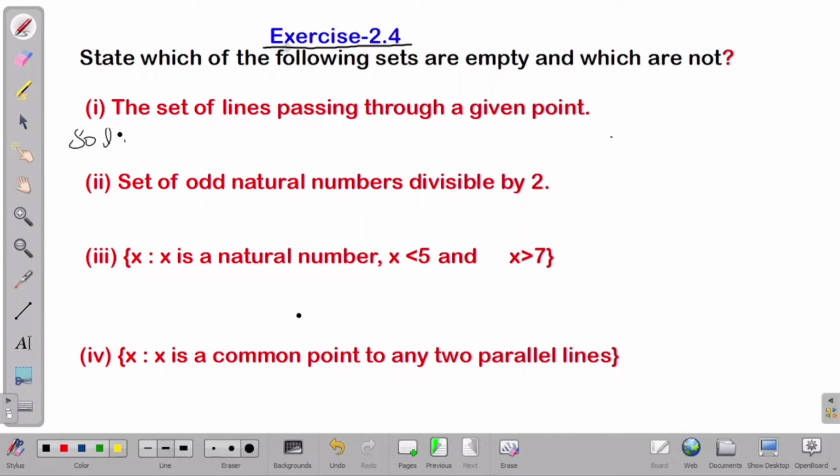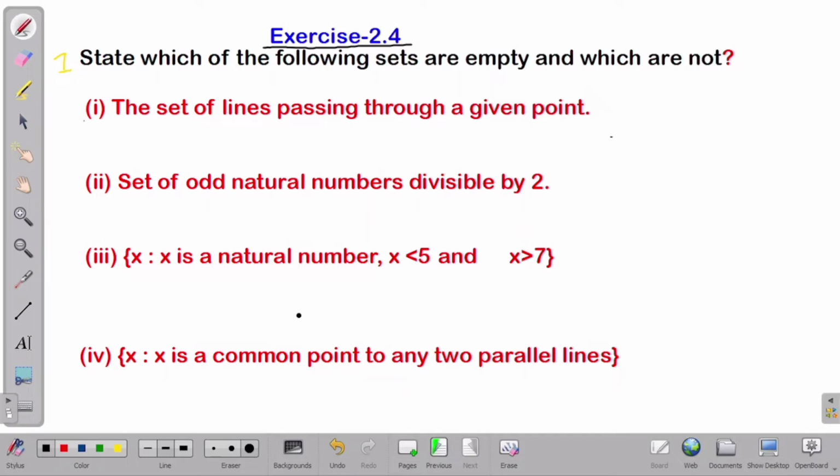So now we are going to learn exercise 2.4. What is exercise 2.4? It is about finite and infinite, empty and null sets. The first question given is: state which of the following sets are empty and which are not. So we have to decide which is an empty set and which is a non-empty set.